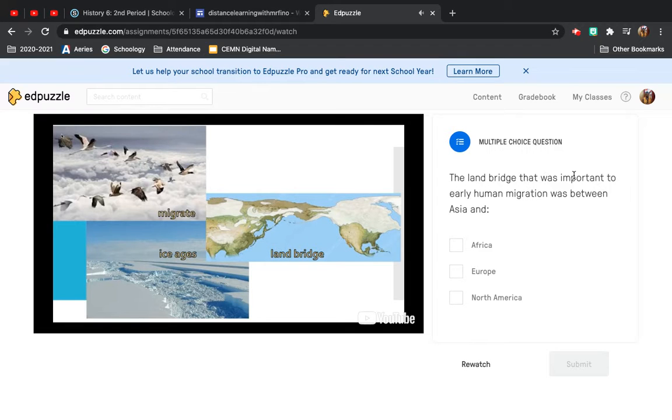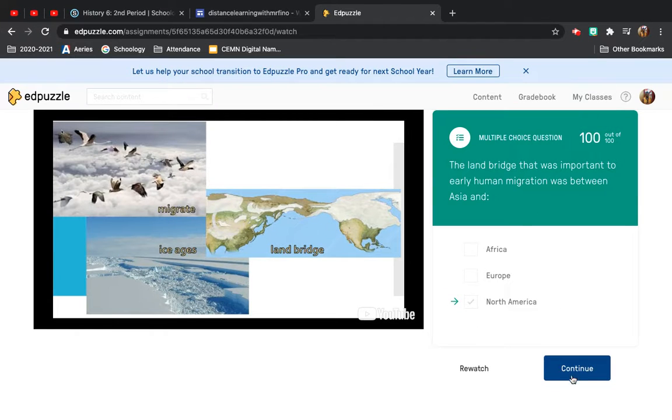The land bridge that was important to early human migration was between Asia and, again, if you're listening, I literally just said, between Asia and North America. So I'm going to select North America, submit it. Green means it's good, and you continue. You need to watch it all the way through to the end, answer all the questions, and that will give you your full credit.